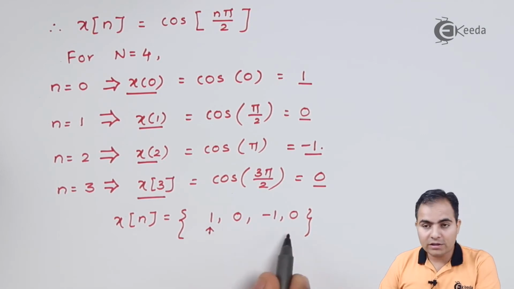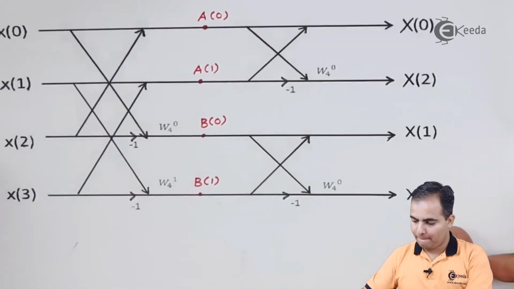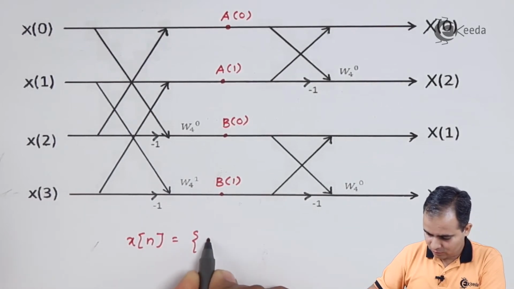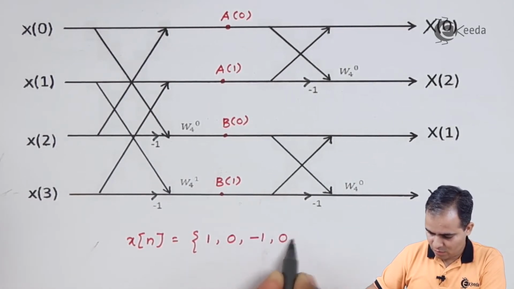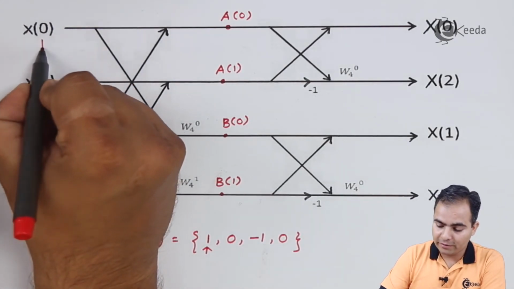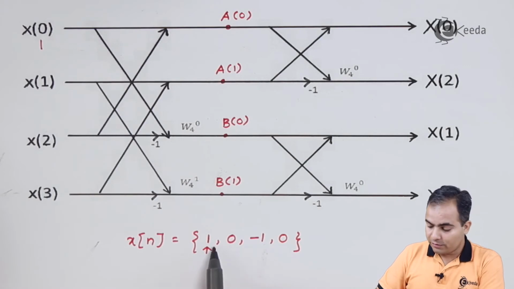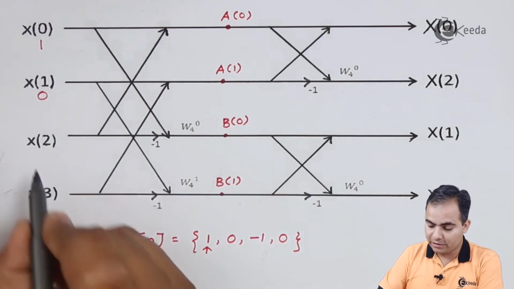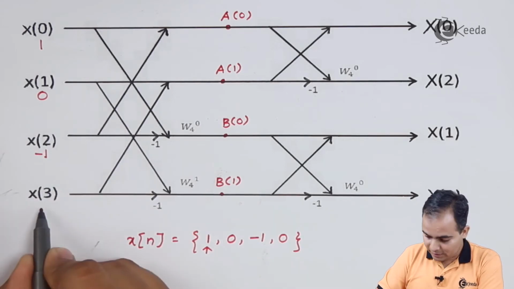I will place all these values on my butterfly diagram. So this one is my origin value, so my amplitude is 1, so I'll write it over here. Now my next sample value is 0, which is my x of 1, so I'll write it over here. Now my x of 2 value is minus 1, and my x of 3 value is 0.